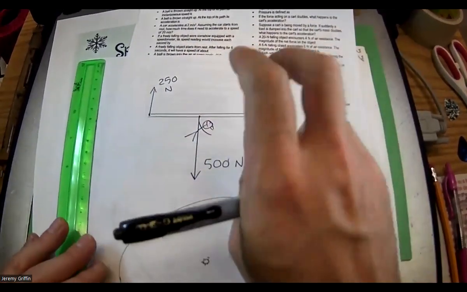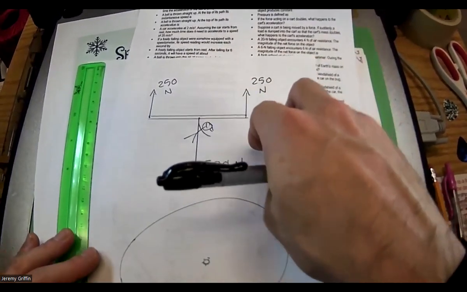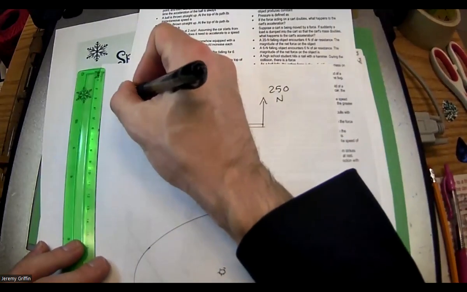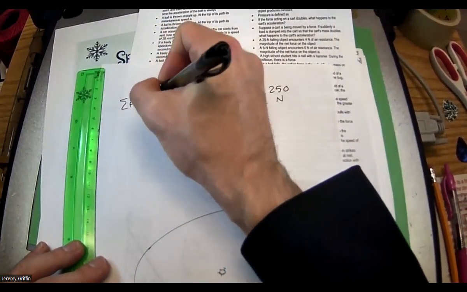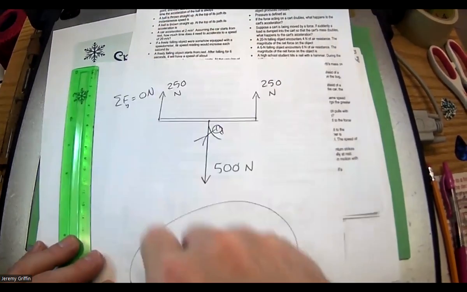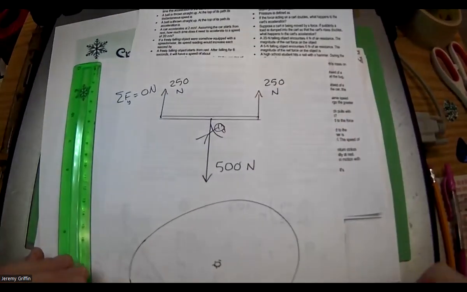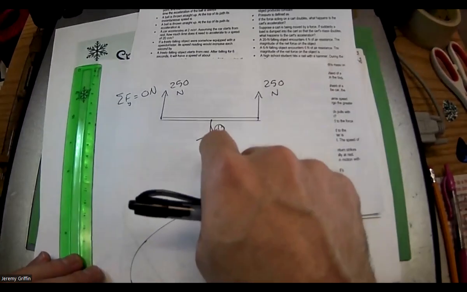Now this is something you guys could have answered a few months ago. Get that right. The principle is this: the sum of the forces is equal to 0 newtons. We could specify the y direction. So 250 up balances 500 down, equilibrium. Now you know that she's right in the middle.